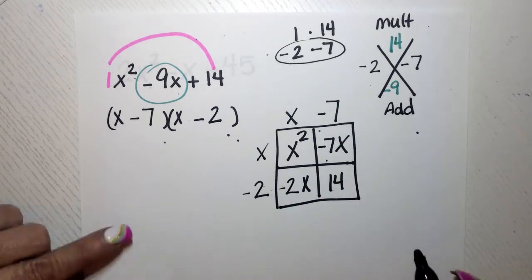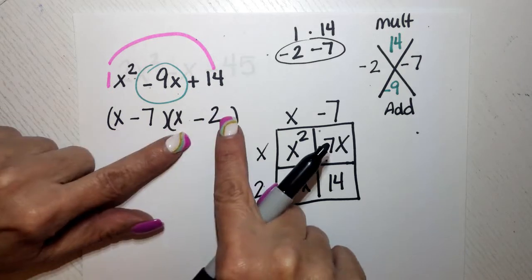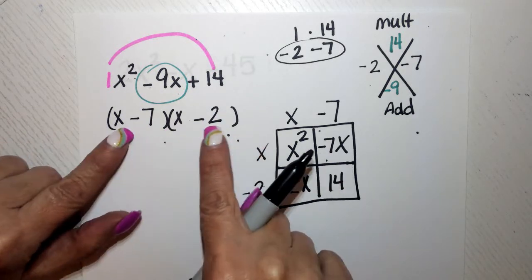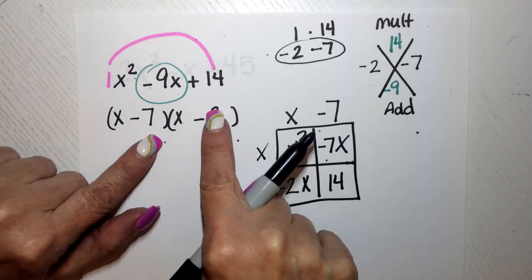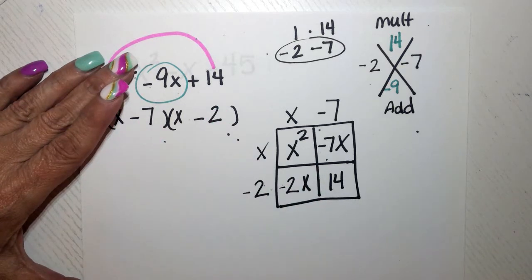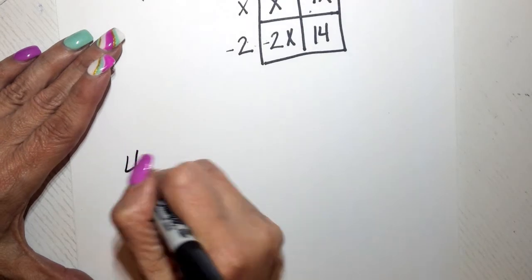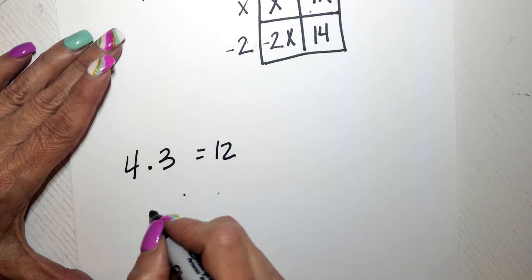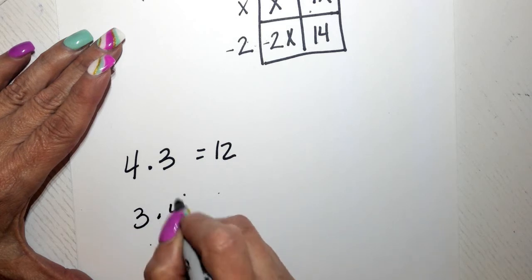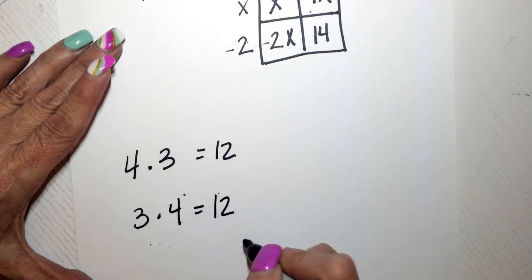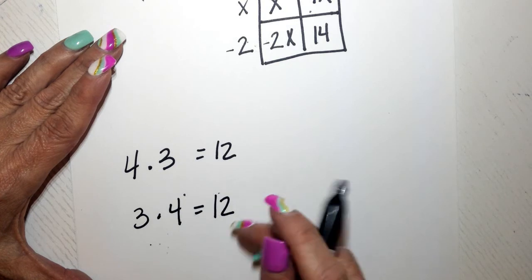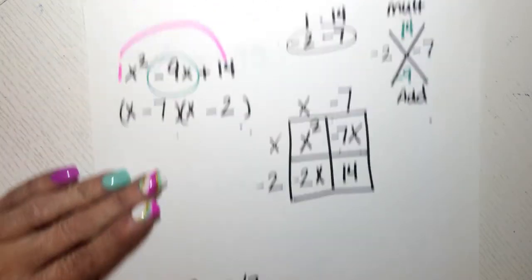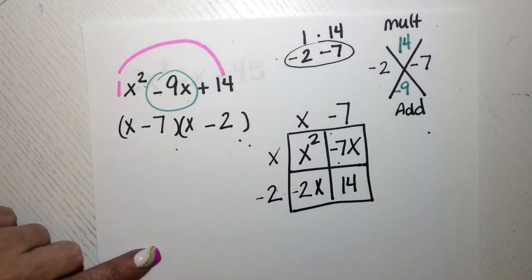Now, something you might be asking yourself is, does this matter? Could I say x minus 2 times x minus 7? Could I swap those? Absolutely. Because let me ask you this. Is 4 times 3, does that equal 12? Yes, it does. Does 3 times 4 still equal 12? Yes, it does. It doesn't matter which side the 4 and the 3 is on, does it? You know what? It doesn't matter which one's on which side.